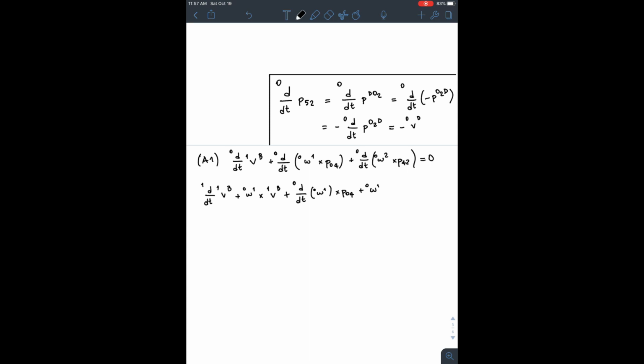Angular velocity of 1 in 0 cross d dt in 0 of P04 plus d dt in 0 of angular velocity of 2 in 0. Oh, sorry about that.